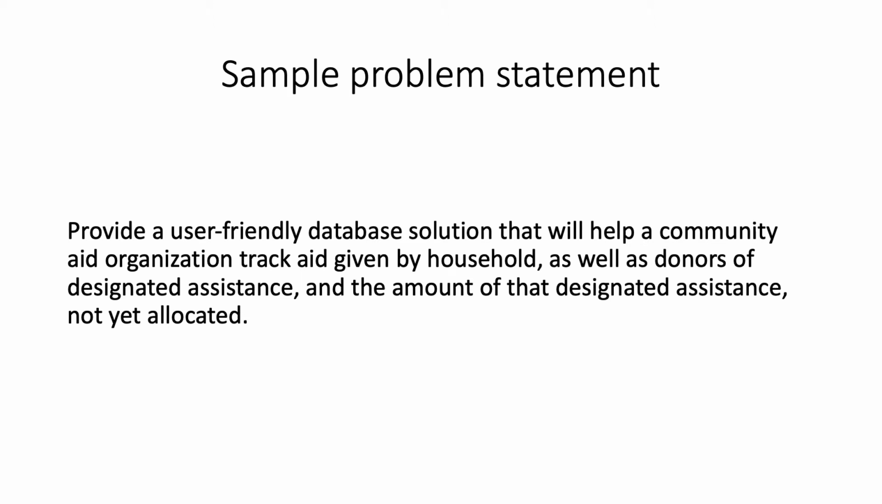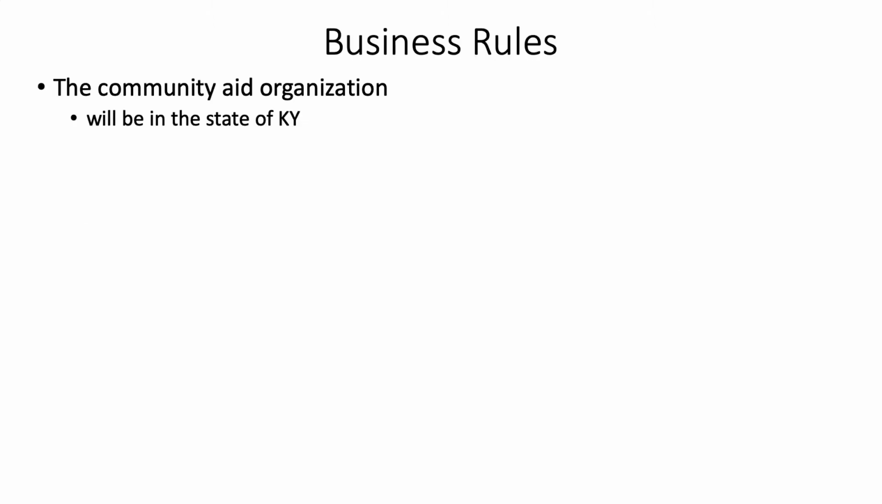Provide a user-friendly database solution that will help a community aid organization track aid given by household, as well as the donors of the designated assistance and the amount of that designated assistance not yet allocated. Well, we need some business rules now to understand what all that means.